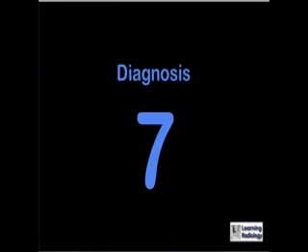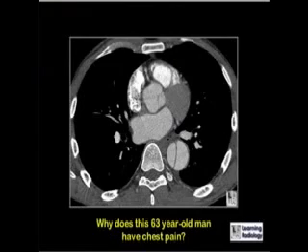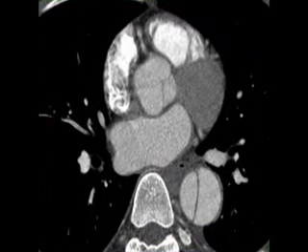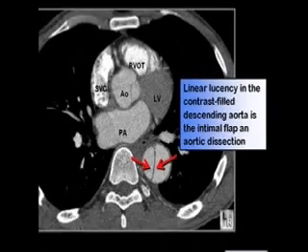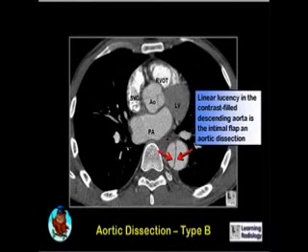Why does this 63-year-old man have chest pain? This is a single image from a contrast-enhanced CT scan of the chest. Well, this image is labeled, and if you look carefully, you can see that there is a thin lucency in the contrast-filled descending aorta, which represents the intimal flap of an aortic dissection. This is a type B dissection.